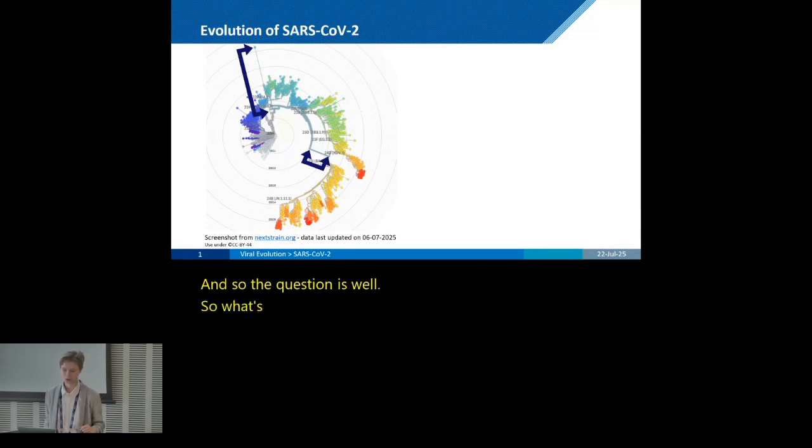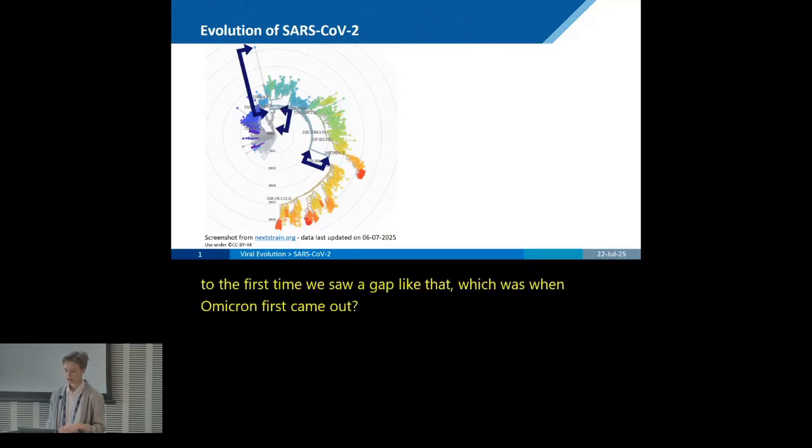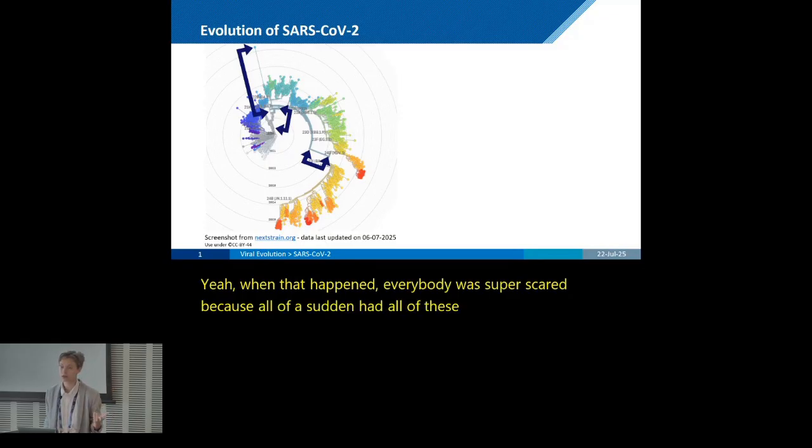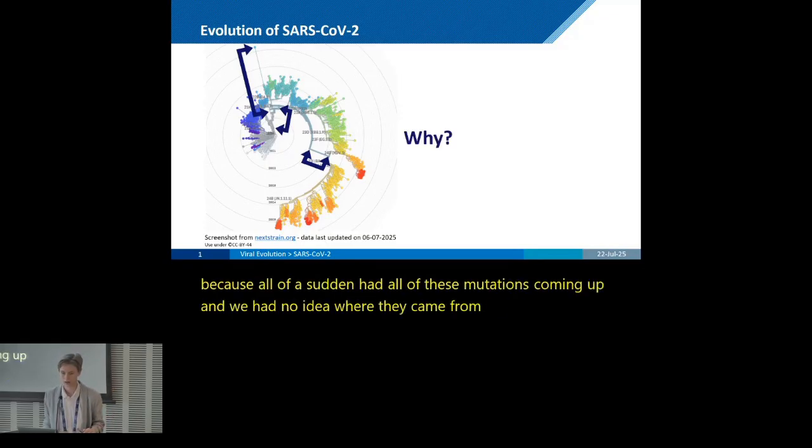So we can look back historically to the first time we saw a gap like that, which was when Omicron first came out. When that happened, everybody was super scared because all of a sudden it had all of these mutations coming up, and we had no idea where they came from. So let's talk about why.